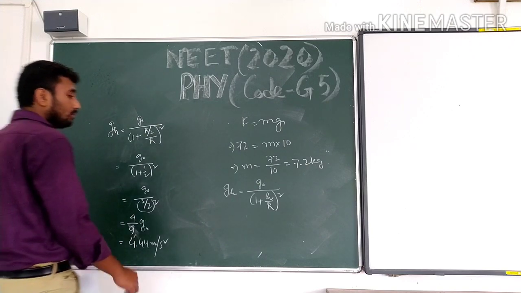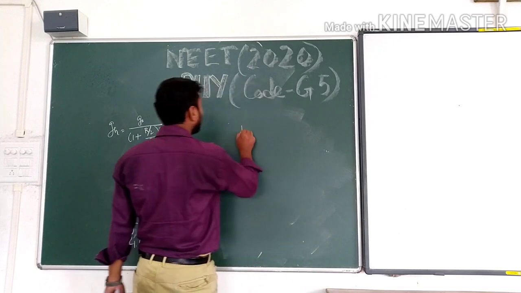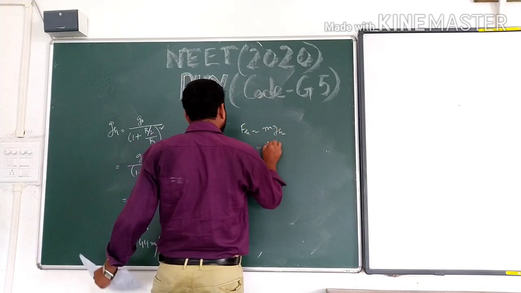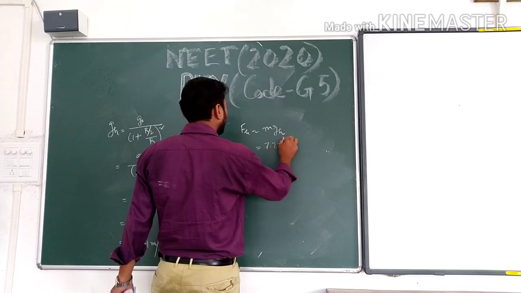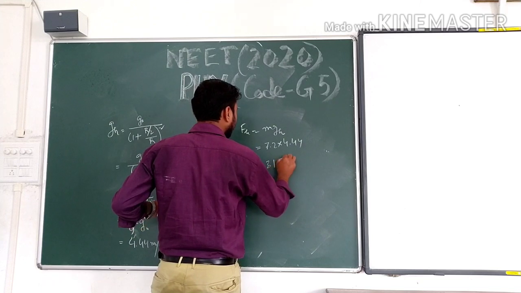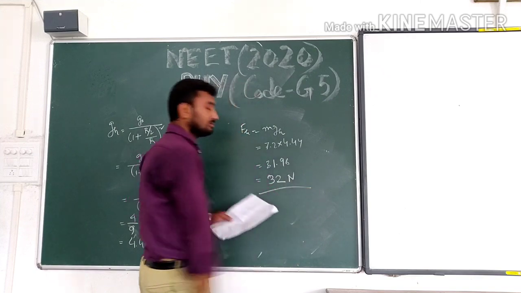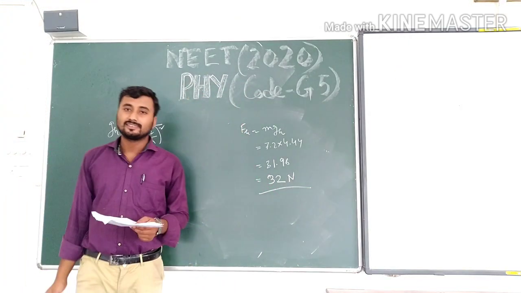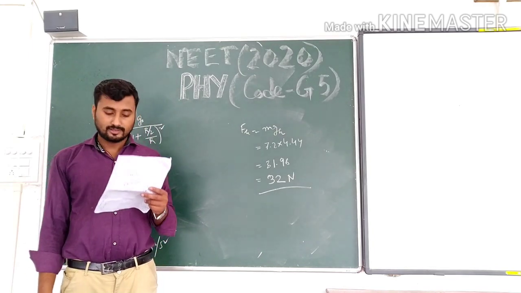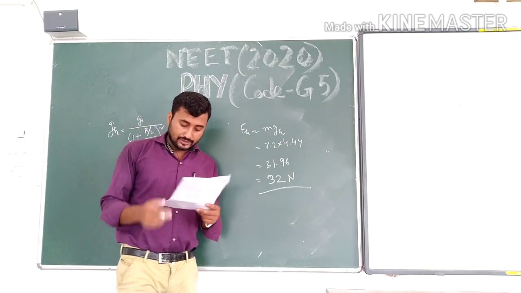Therefore, force, how much? Therefore, force at height is m gh. m will be how much? 7.2 into 4.44 will be 31.96, ultimately 32 Newton. Okay? So which option is correct? Option 1, 32 Newton. Okay. So next question.